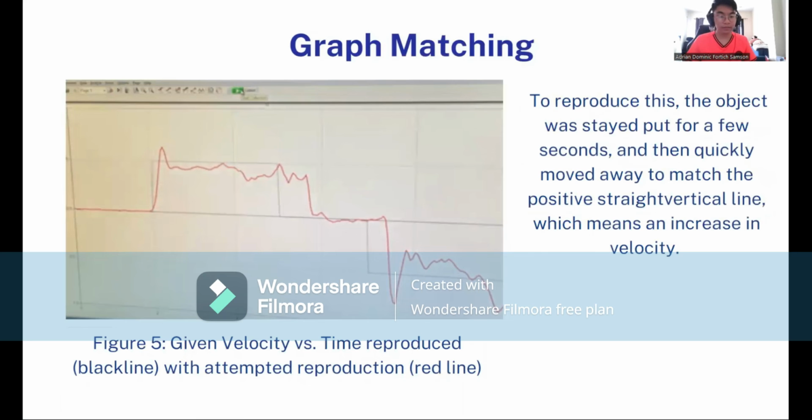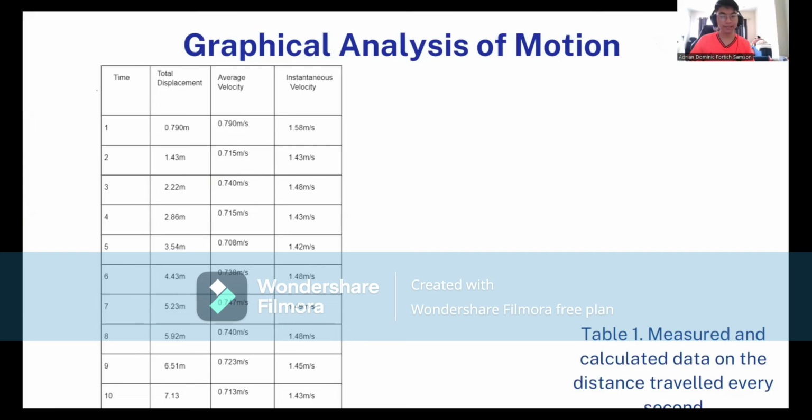For the second graph, the given graph is shown along with the attempt at reproducing it. To reproduce this, the object stayed put for a few seconds and then quickly moved away to match the positive straight vertical line, which means an increase in velocity. After this, the object was moved at a constant speed and then stopped to rest again. The object was then moved towards the scanner quickly to match the negative straight vertical line and then moved at a constant speed.